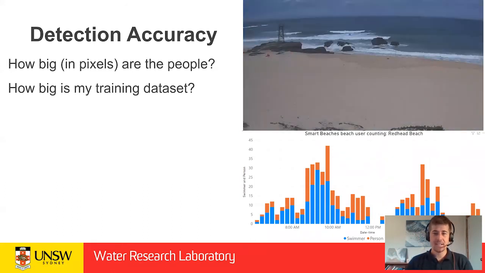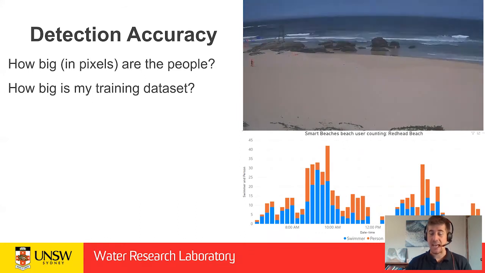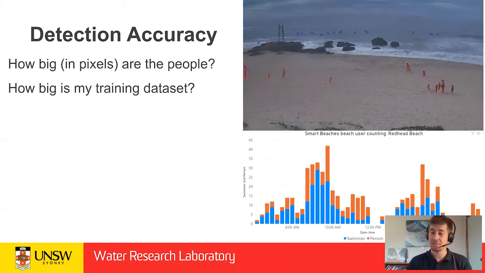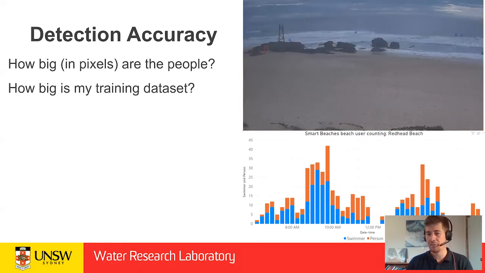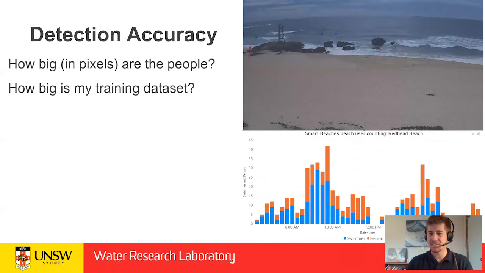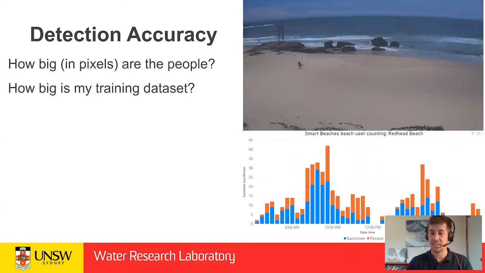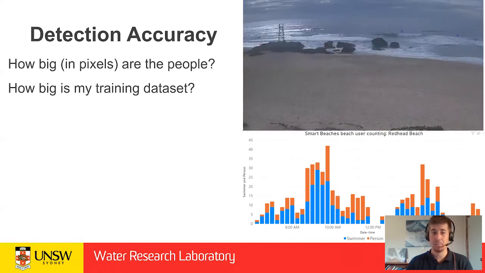building. The next thing that impacts on detection accuracy is how big is the training data set that I've trained my model on. Do I have lots and lots of boxes around people or few? Generally speaking, we need at least 2,000 to 5,000 boxes around each class in order to have a good model.